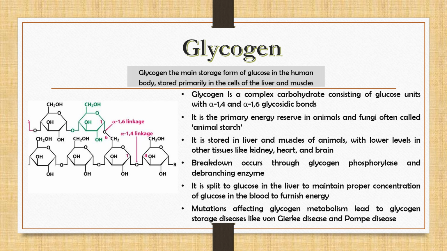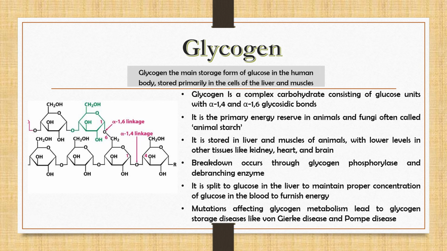Synthesis of glycogen occurs through addition of glucose units by glycogen synthase. Branching is facilitated by glycogen branching enzyme. Breakdown occurs through glycogen phosphorylase and the debranching enzyme. It is split to glucose in the liver to maintain proper concentration of glucose in the blood to furnish energy.